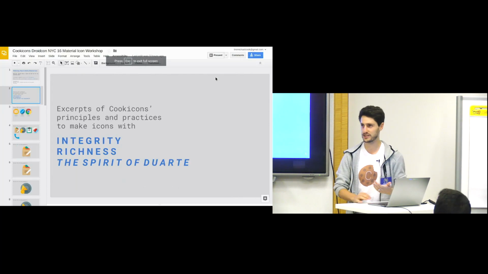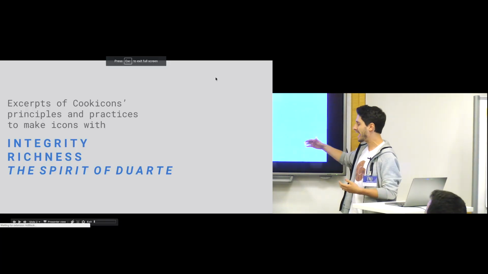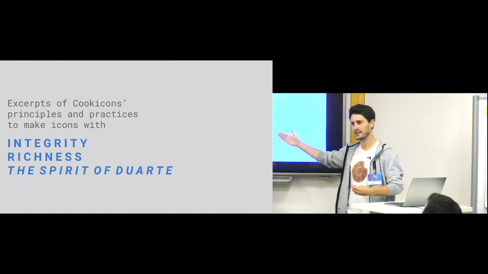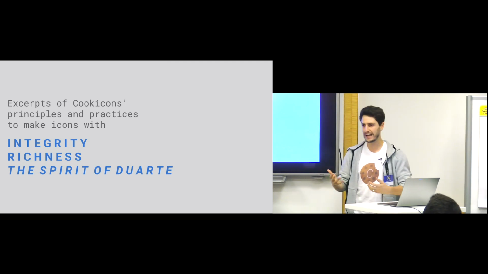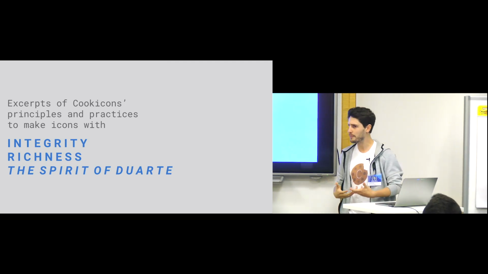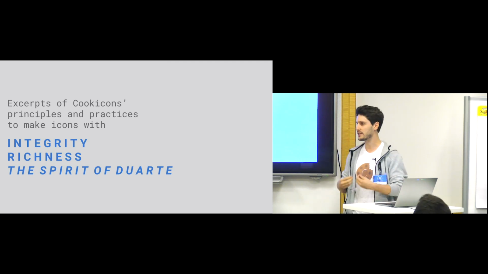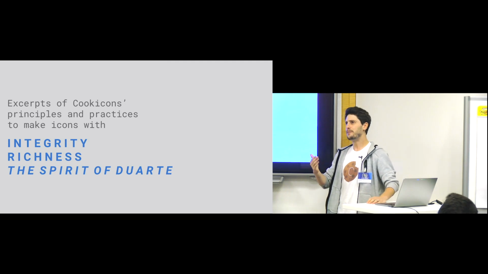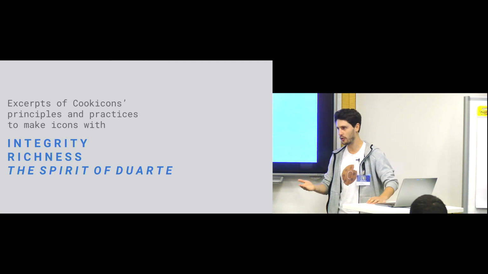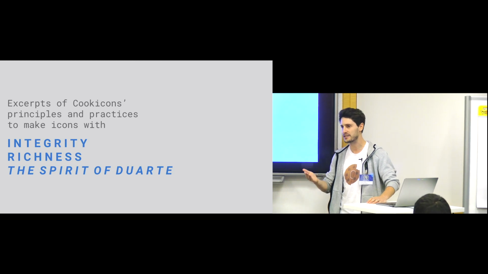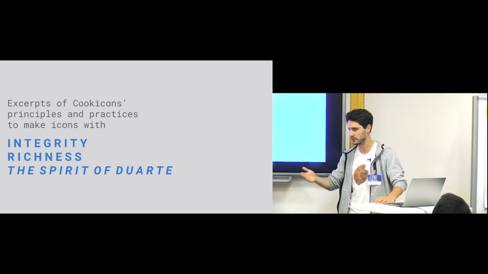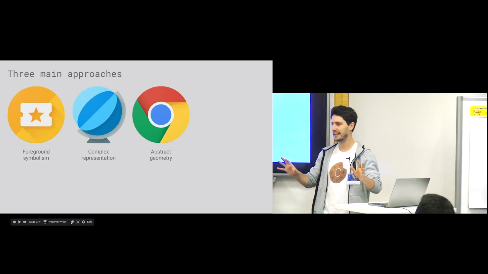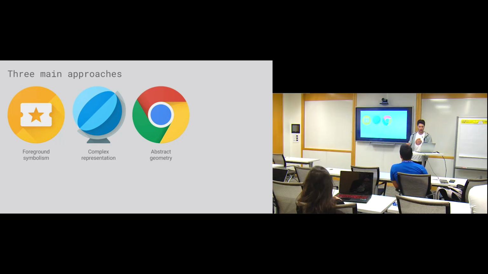So now we're going to switch to a short presentation where we're going to look at excerpts of my principles and practices to make icons with integrity, richness, and the spirit of Duarte. Integrity being a strong, powerful, impressive icon, richness having nuance and a conveyance of value, and the spirit of Duarte being an icon that feels at home on Android, that feels in a likeness with the popular apps put forth by Google and other developers. And these are incomplete and a small summary.